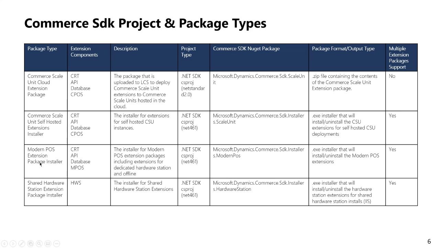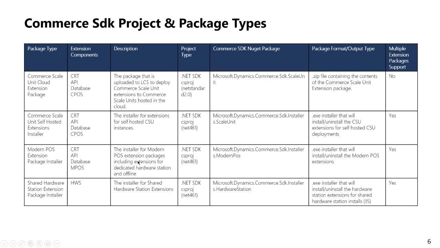Same with the modern point of sale. It's going to contain your CRT, API, database for offline, and then the core UI extension, MPOS. This also supports multiple extensions. So you can install multiple modern POS installers without doing any merge here. There will be an out-of-the-box installer and multiple extension installers. And the last one is the shared hardware station. This is also the third on-prem component, which also supports multiple extension installers, so you don't have to merge, you can independently install it.